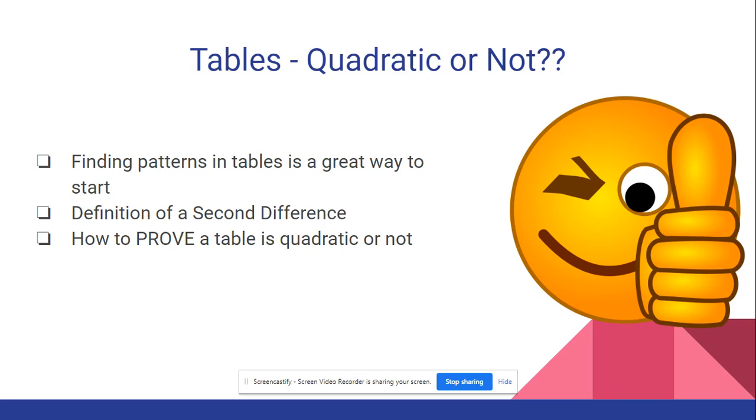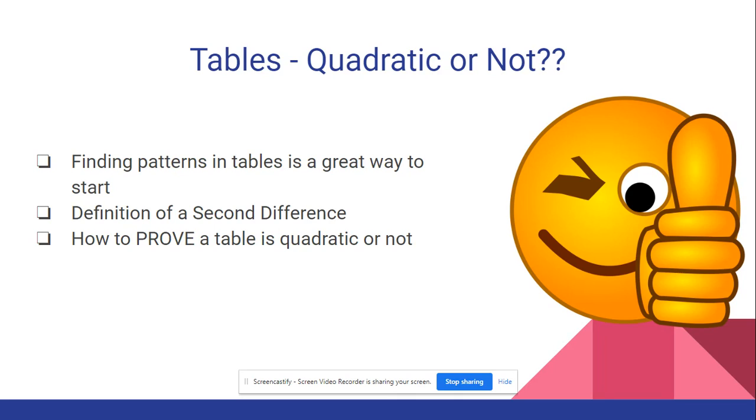We looked at the definition of a second difference and then used the second difference to prove whether a table was quadratic or not. This way we weren't relying on seeing a symmetry and just making a quick decision. We used the second difference to prove whether a table is quadratic or not.